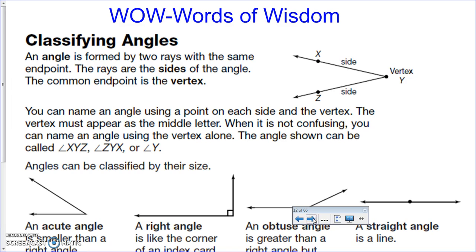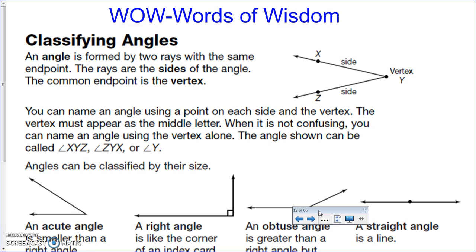Classifying angles. An angle is formed by two rays with the same endpoint. The rays are the sides of the angle. You can name an angle using a point on each side and the vertex. The vertex must appear as the middle letter. When it is not confusing, you can name an angle using the vertex alone.